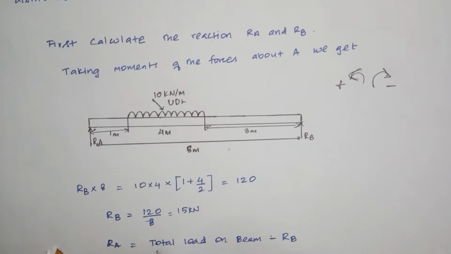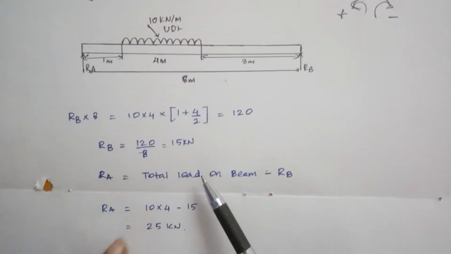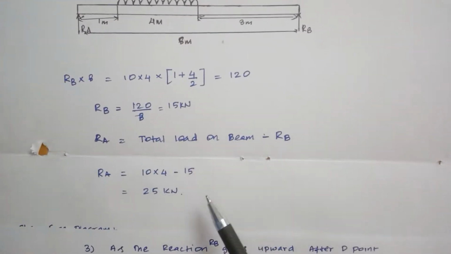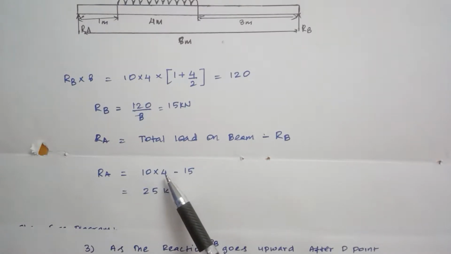Then Ra is equal to total load on the beam minus Rb. Total load on the beam means the uniformly distributed load, 10 kilonewton per meter into 4, minus 15, is equal to 25 kilonewton. Ra is equal to 25 kilonewton.